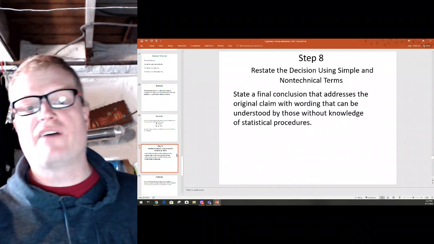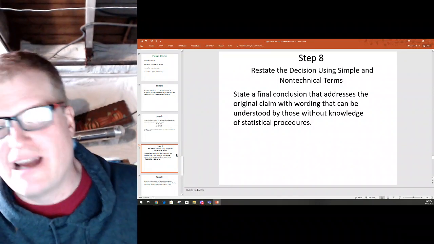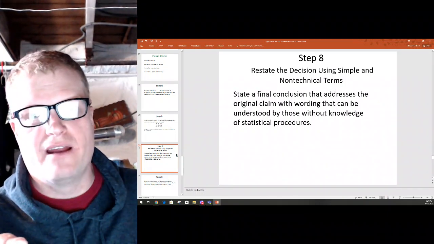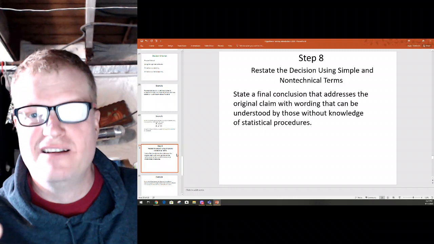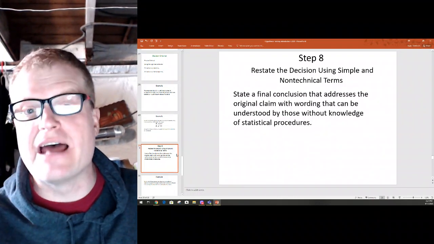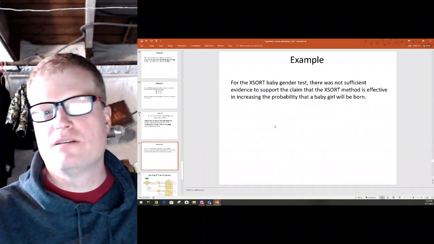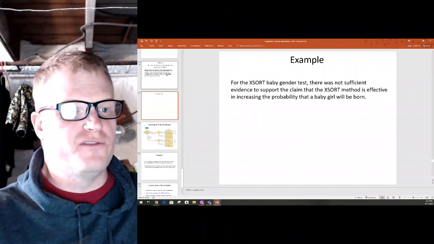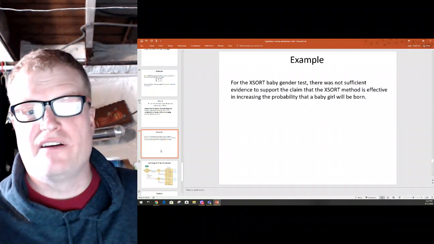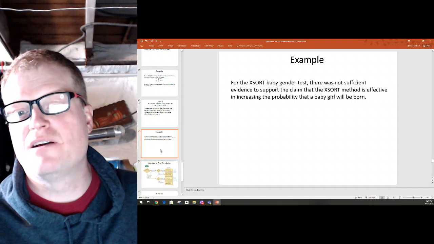Now we state the final conclusion that addresses the original claim with wording that can be understood by those without the knowledge of statistical procedures. What does that mean? You want to be able to explain it to your friends, okay, and not your fellow statisticians. You want to be able to say, hey, this is what this means. So here, our XSort method of gender selection: there was not sufficient evidence to support the claim that the XSort method is effective in increasing the probability that a baby girl will be born.